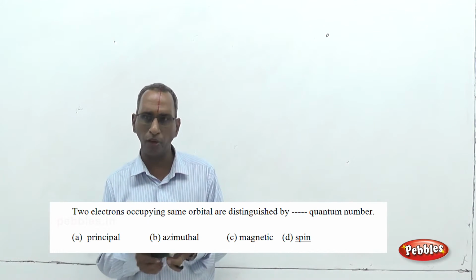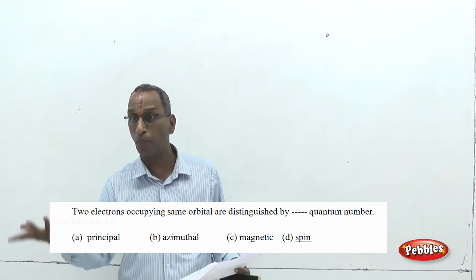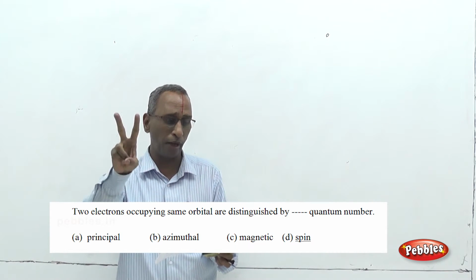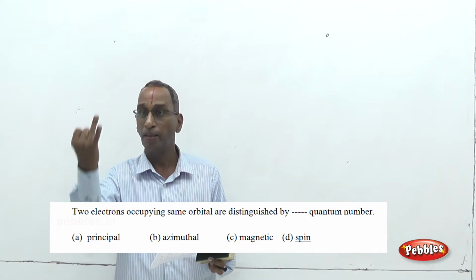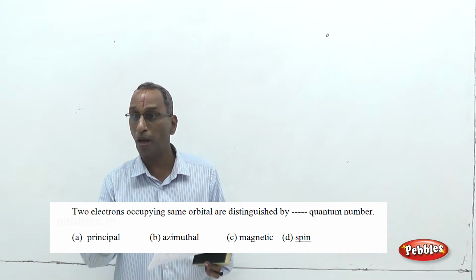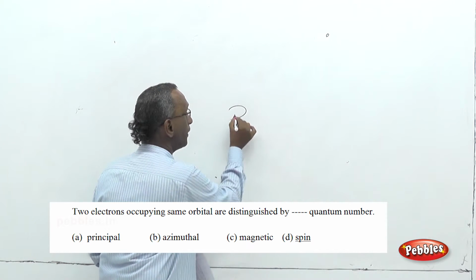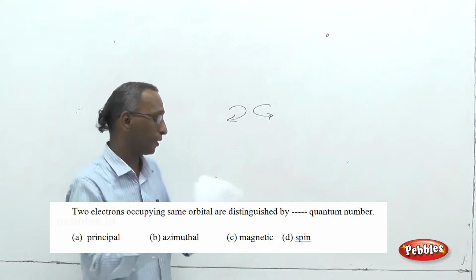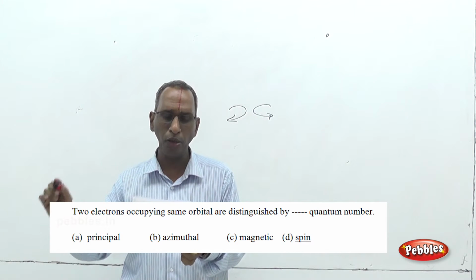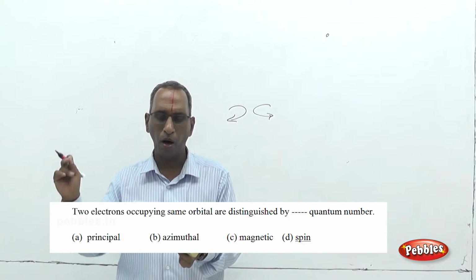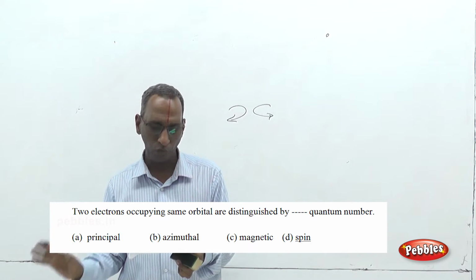Already in the theory we have seen that as per the Pauli's exclusion principle, no 2 electrons can have all the quantum numbers the same. If 2 electrons are in the same orbital, their principal quantum number will be the same, their azimuthal quantum number will be the same, their magnetic quantum number will be the same because they are in the same orbital, but their spin quantum number will not be the same because one spins in the clockwise direction, another in the anti-clockwise direction. So the correct choice is spin quantum number. Two electrons occupying the same orbital are distinguished by spin quantum number, not the other types. This finishes it.